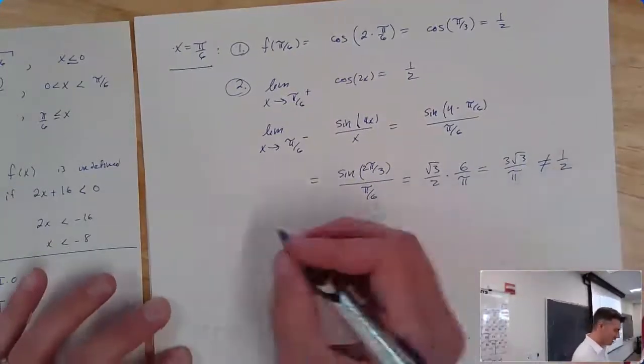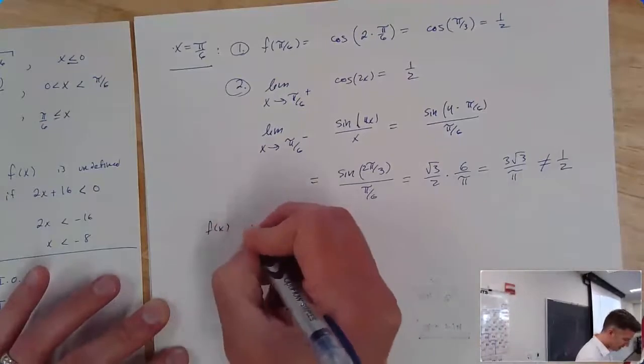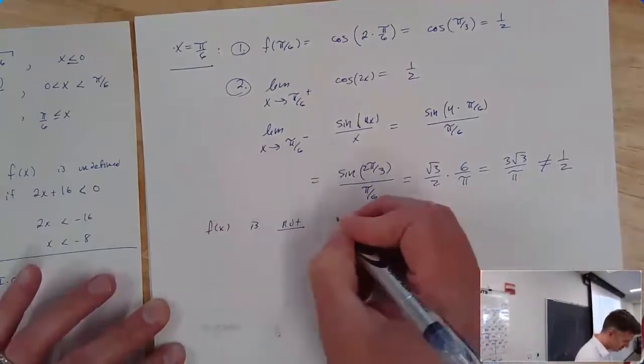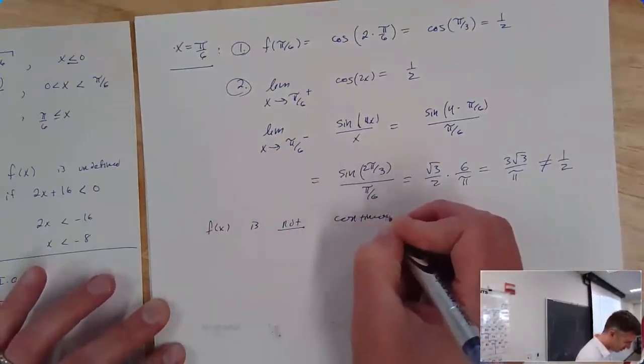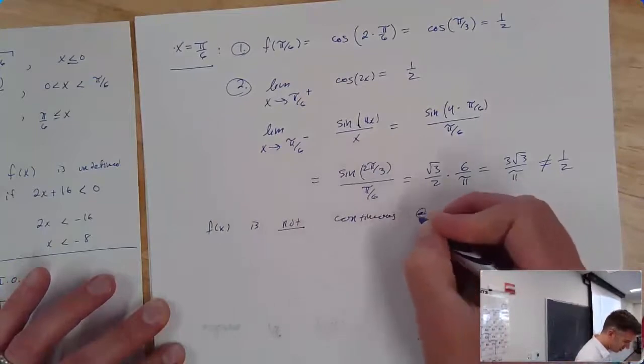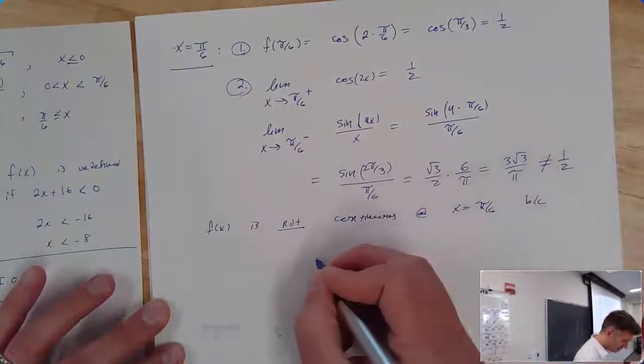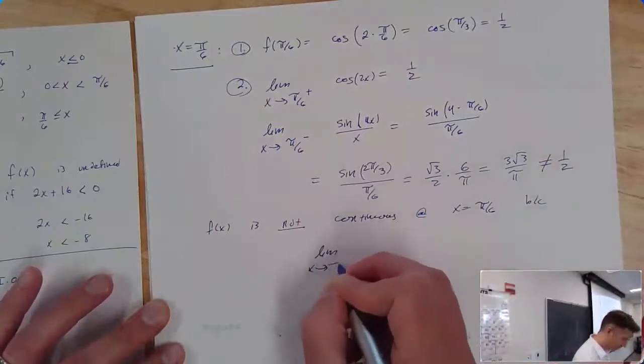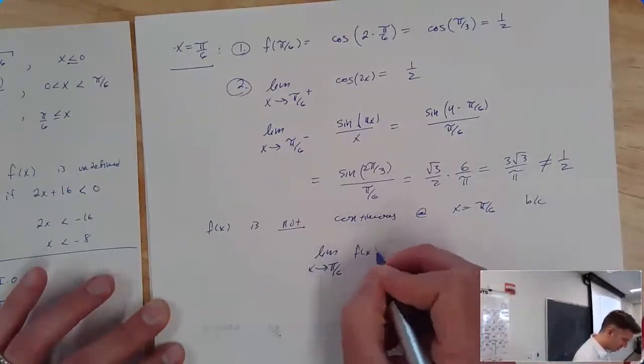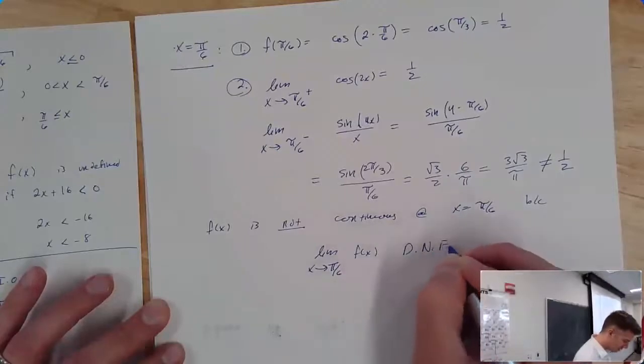And so we can say f of x is not continuous at x equal to pi over 6, because the limit as x approaches pi over 6 of f of x does not exist.